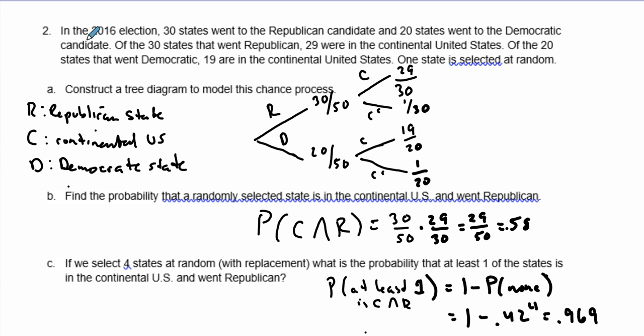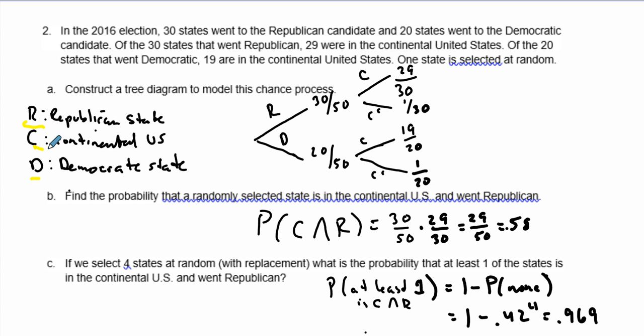So whenever you're given a problem, let's just identify some keywords. In the 2016 election, 30 states went to the Republican candidate and 20 went to the Democratic candidate. Of the 30 states that went Republican, 29 were in the continental United States. Of the 20 states that went Democratic, 19 are in the continental United States. So one state is selected at random. We're going to construct a tree diagram of this chance process. R is referring to Republican, D is a Democratic state, and C is continental U.S.